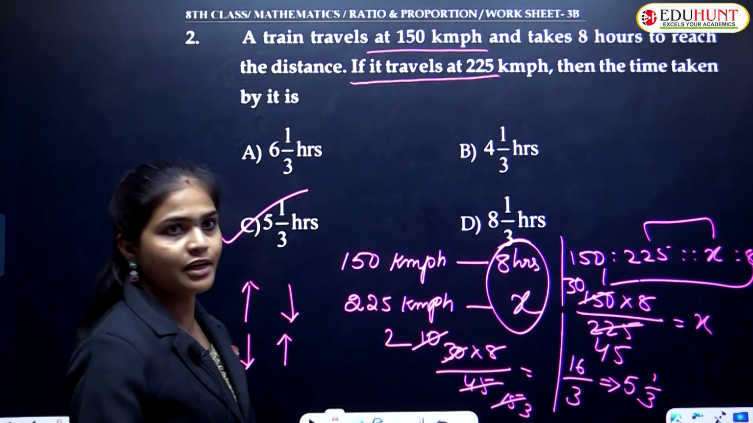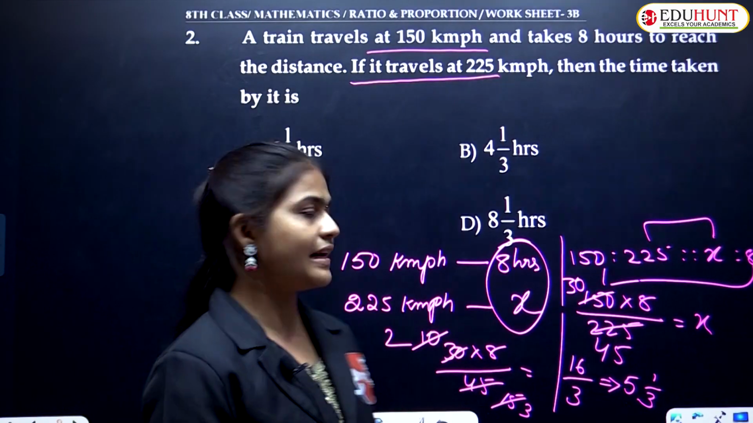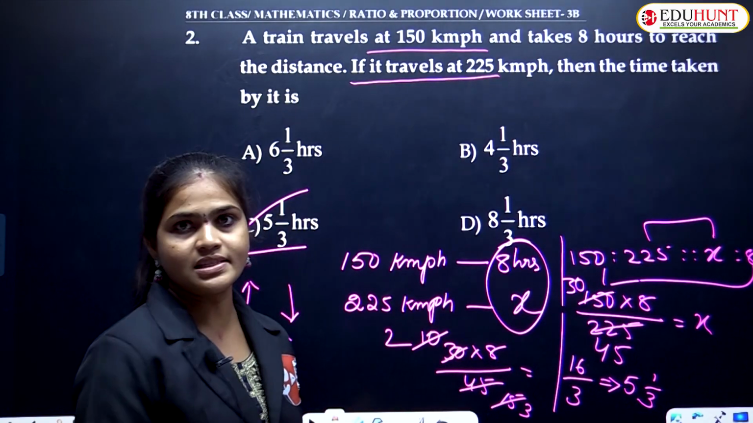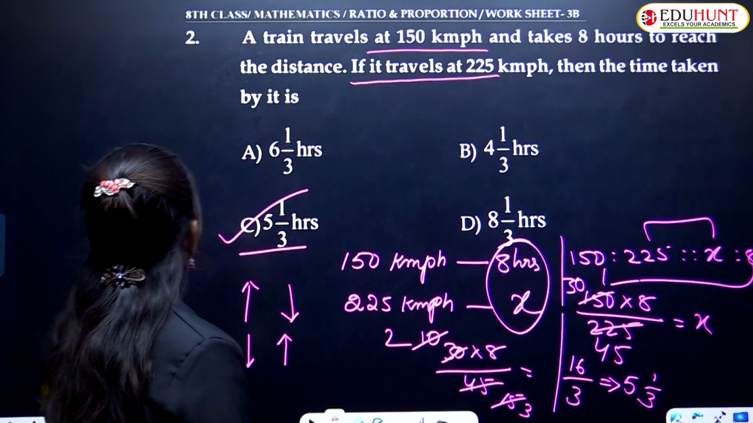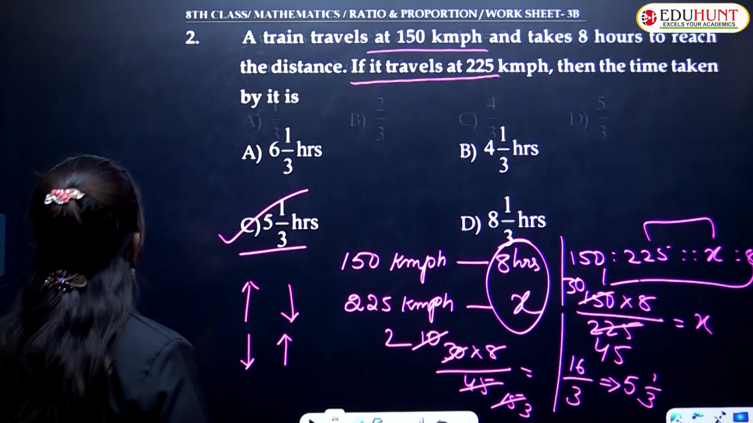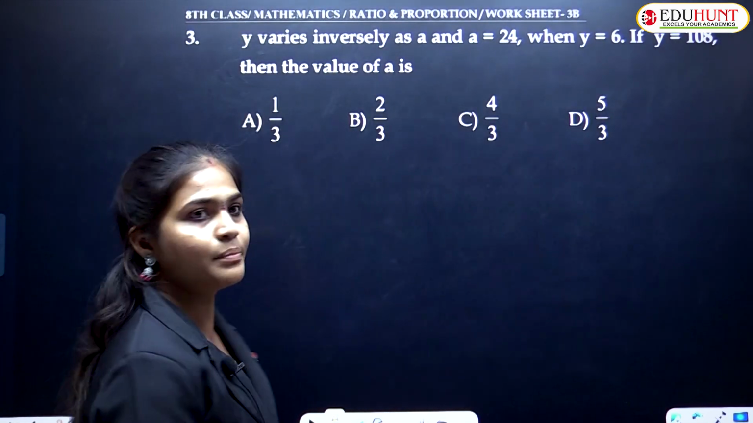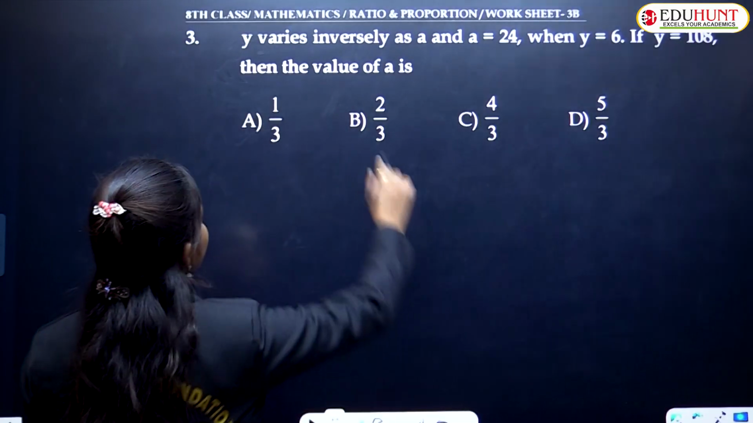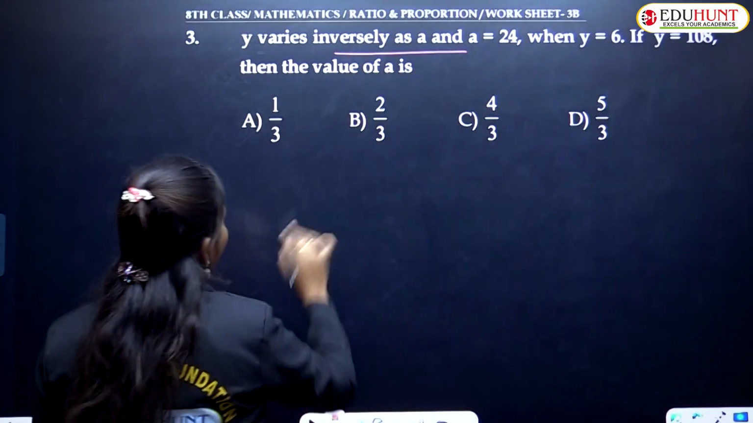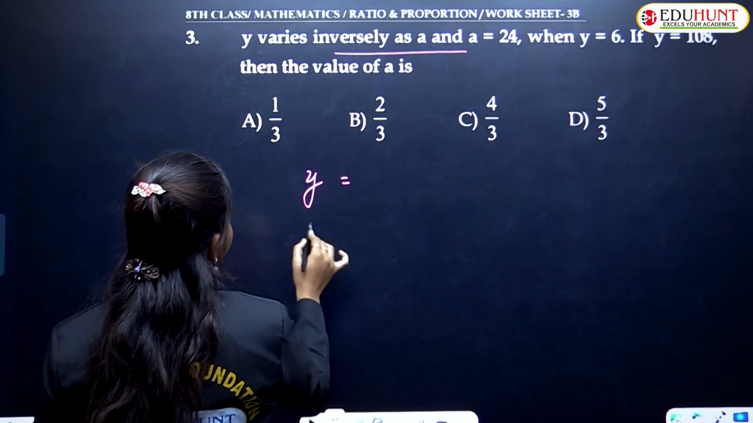So which option is correct here? Option C is correct, that is 5 and 1 by 3 hours. Understand? Yes. So next see the third question. Third question, what is that here? Y varies inversely as A.